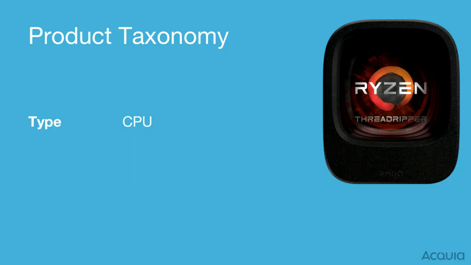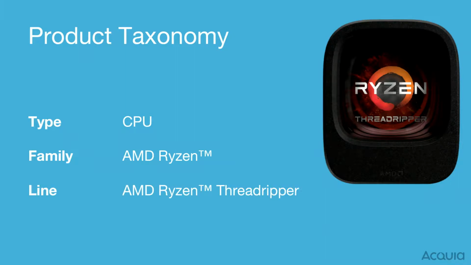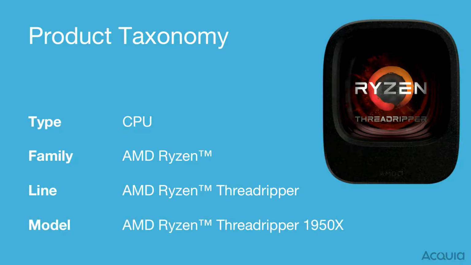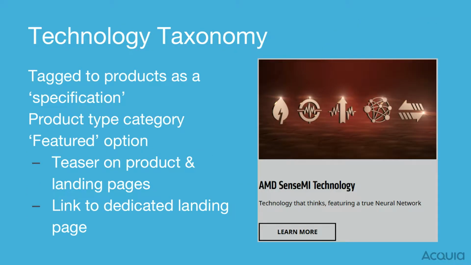The top layer is the type of product, and then below that we have the product family, which might be something like Ryzen. Below that we've got the line, like Threadripper, and then below that the individual models, which is what a product page would represent at the model level.